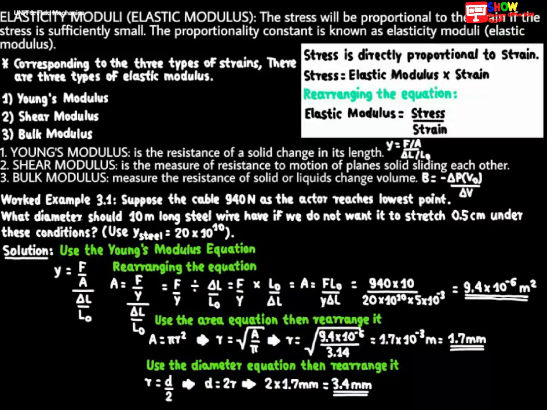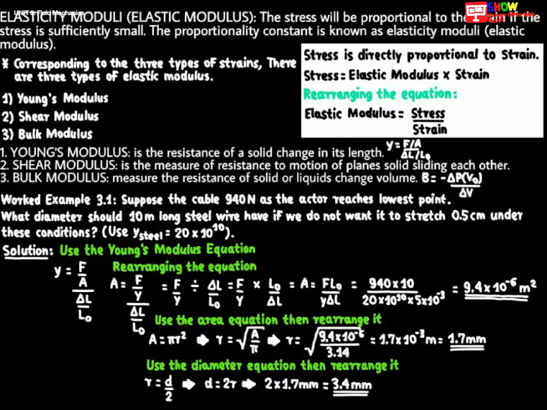Corresponding to the three types of strain, there are three types of elastic modulus: Young's modulus, shear modulus, and bulk modulus. Young's modulus is the resistance of a solid to changes in its length, Y equals F over A over change of L over L naught. Shear modulus is the measure of resistance to motion of planes of a solid sliding against each other. Third, bulk modulus measures the resistance of solids or liquids to change in volume, B equals minus change of P times V naught over change of V.